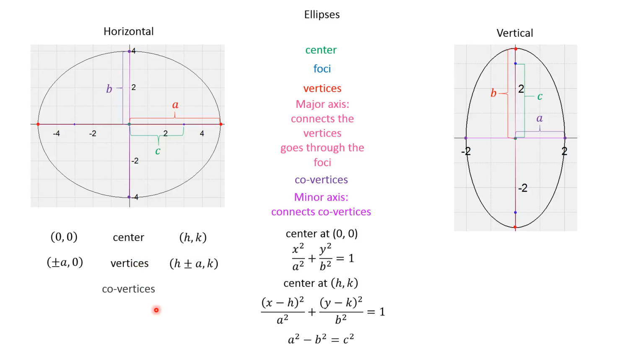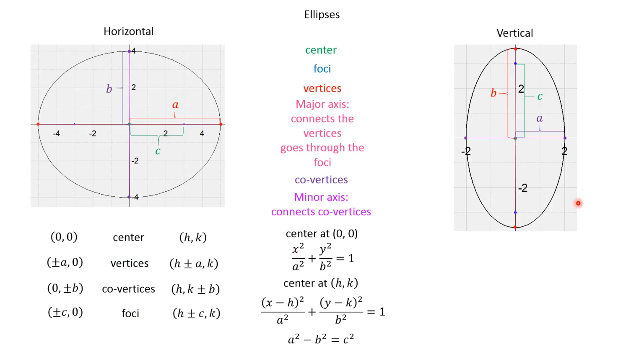Same idea. For covertices, instead of going over, we're going to go up or down b. So if we start at (0, 0) and we go up b, aren't we at (0, b)? Go down b, we're at (0, negative b). So we'd be at 0 comma plus or minus b. That gets us our 2 points. If we start at (h, k), we'd have to add or subtract b to k. So we'd have k plus b, k minus b. And then the foci are exactly like the vertices, except instead of adding a, we're only going to add c. So we'll have plus or minus c comma 0, and h plus or minus c comma k.